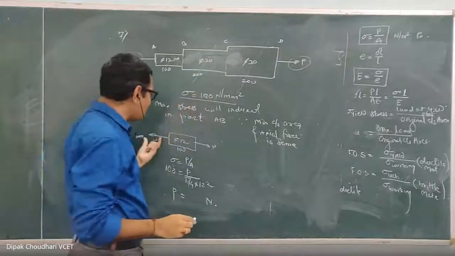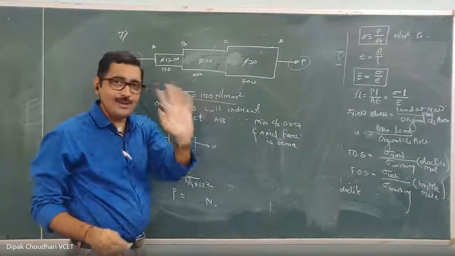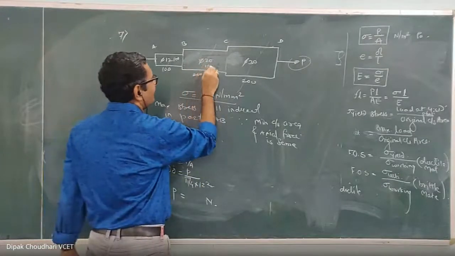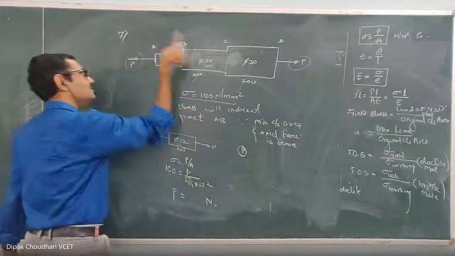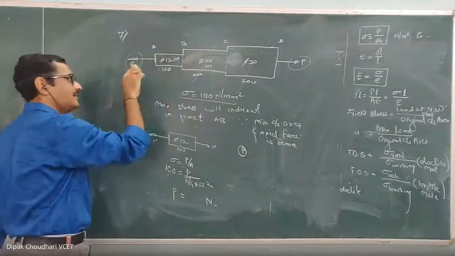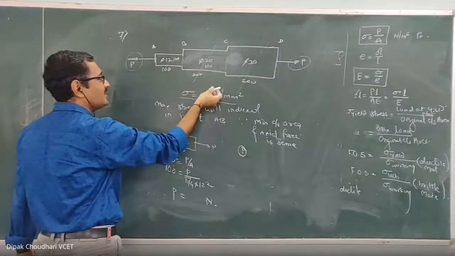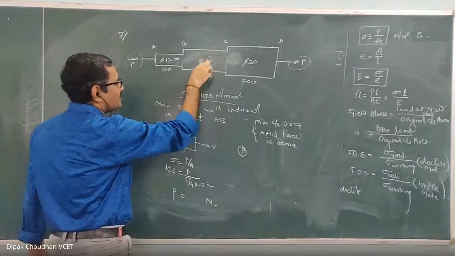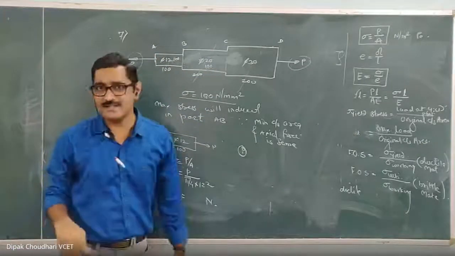If you calculate the force P considering the stress induced in the part BC, you will get one value of P. But when the stress induced in the part BC is 100, definitely corresponding to that force P, the stress induced in the part AB will be greater than 100. Because P is the same and the area is reduced, so the stress value will increase. So when the stress in BC becomes 100, the stress in AB will be greater than 100 for the same axial force.